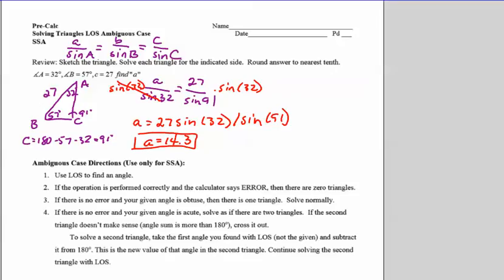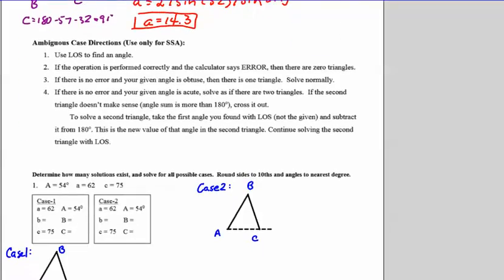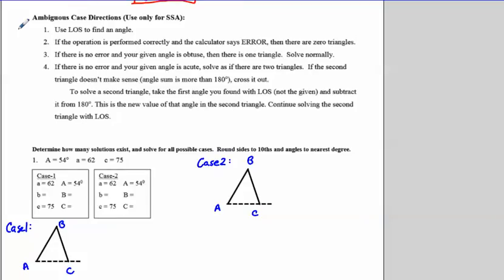So here are some shortcuts for trying to figure out how many triangles you have. If you're given side-side-angle, you're going to use the law of sines to find an angle. And if you do that and your calculator says error, that means that one of your sides was too short and there are 0 triangles. So if you get an error, 0 triangles.